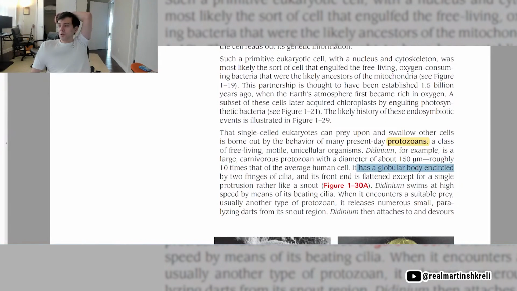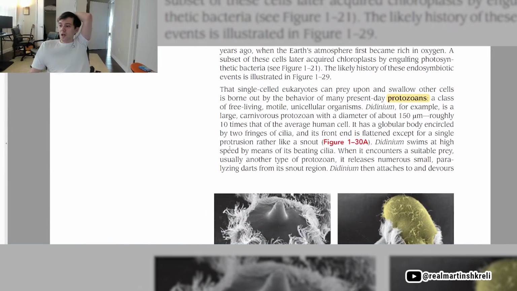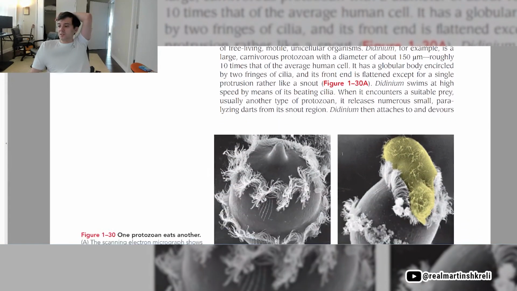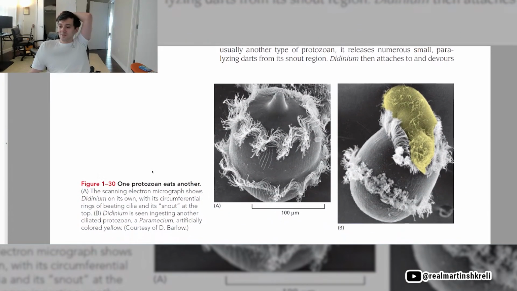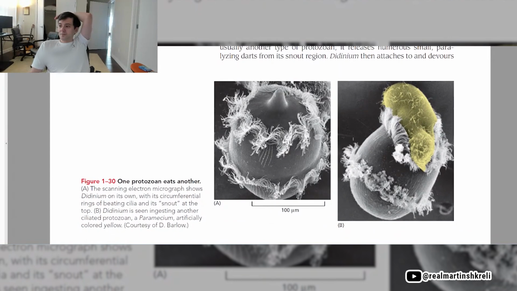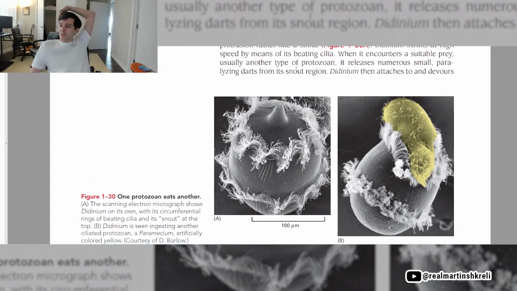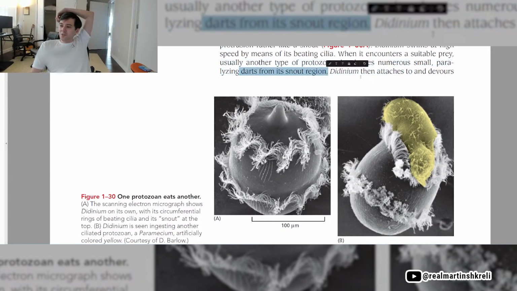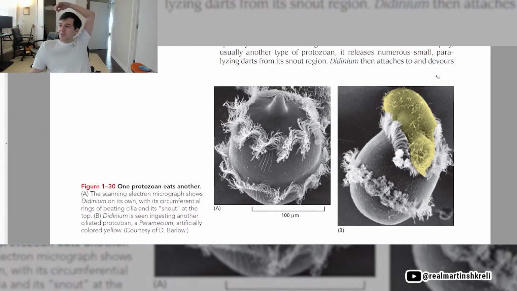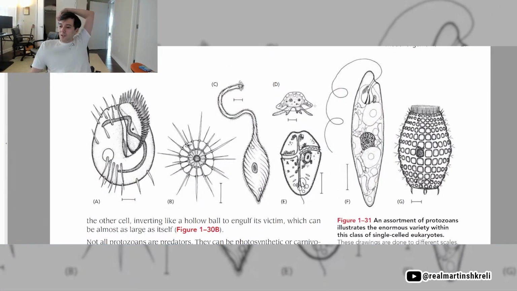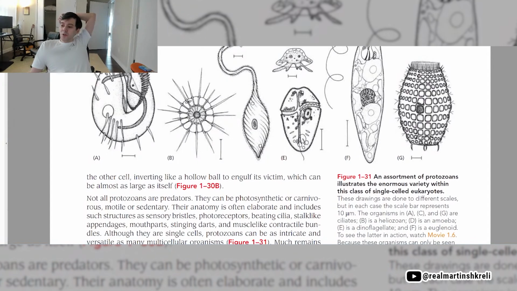It has a globular body encircled by two fringes of cilia, and its front end is flattened except for a single protrusion rather like a snout. Didinium swims at high speed by means of its beating cilia. This thing, ugly, and it's eating this thing. When it encounters a suitable prey, usually another type of protozoan, it releases numerous small paralyzing darts from its snout region. Didinium then attaches to and devours the other cell, inverting like a hollow ball to engulf its victim, which can be almost as large as itself.